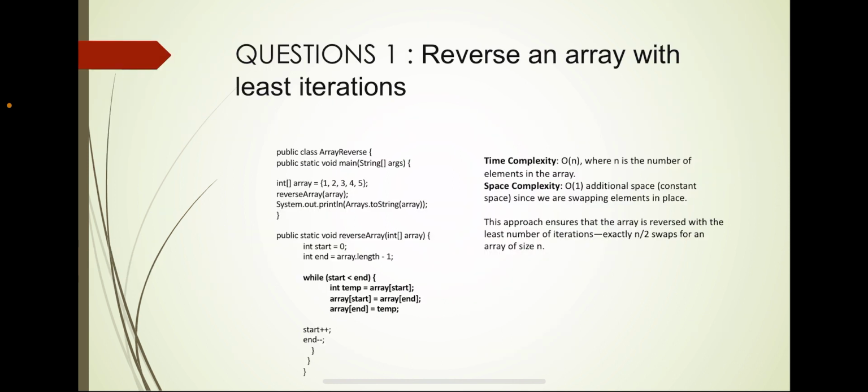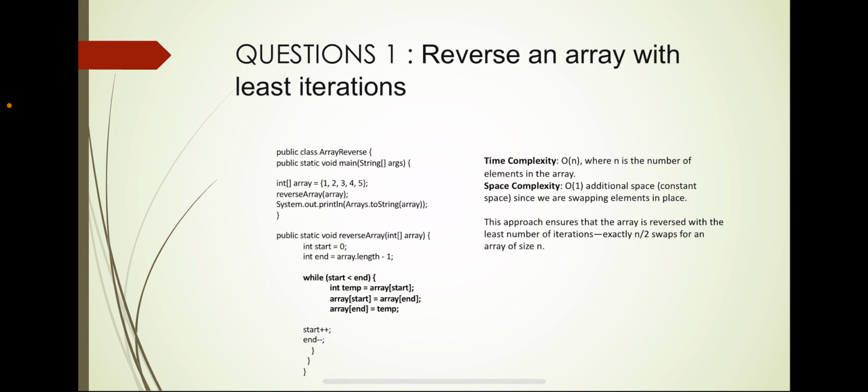I attended the interview last month, and the first question I got is reverse an array with least iterations. When you get a question to reverse an array with least iterations, you always go with swapping. So the array is 1 2 3 4 5, and when you swap the elements, 1 goes to the 5 position, 2 and 4 are swapped, and 3 remains in the same position, which gives you the least number of iterations. So you keep the pointer start equal to 0 and end equal to array.length minus 1, that is the position of 5, and then you do the swap.